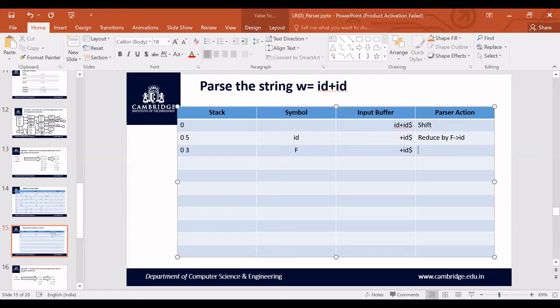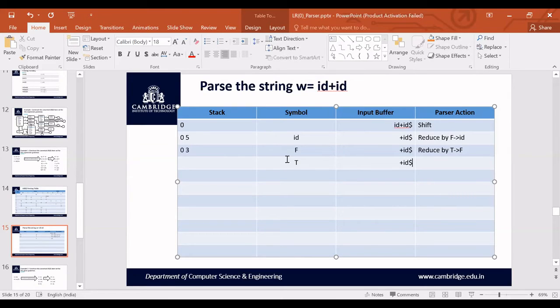So reduce by T derives F. So the next step, what am I going to do? I am going to reduce or replace F with T. My input buffer will still have plus and ID, and it will end with dollar because I'm not shifting anything. I'm just reducing.